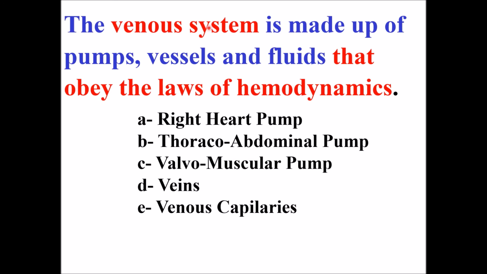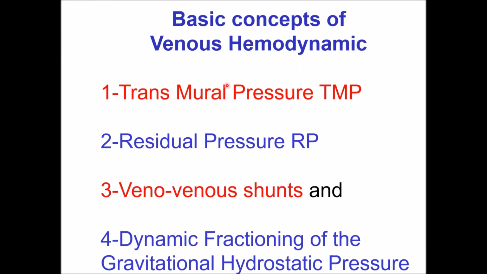The venous system is made up of pumps, vessels, and fluids that obey the laws of hemodynamics: right heart pump, thoraco-abdominal pump, valvo-muscular pump, veins, and venous capillaries. The basic concepts of venous hemodynamics are the crucial transmural pressure, residual pressure, veno-venous shunt, and dynamic fractioning of the gravitational hydrostatic pressure.